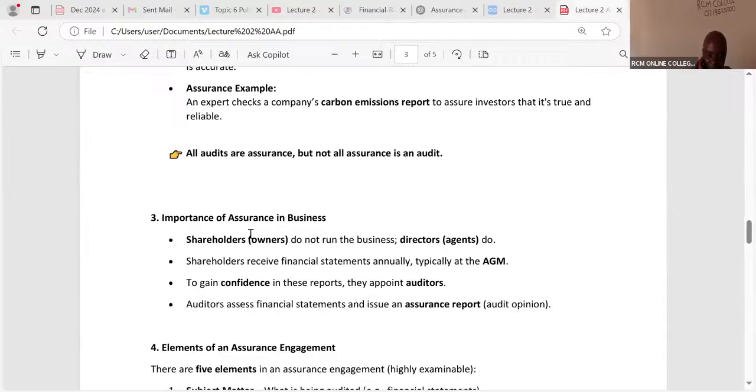Why would you want these assurances to be done? And remember, audit is part of this assurance. So shareholders, owners do not run the business. Who does? It is the directors. So directors are agents. Shareholders receive financial statements annually, typically at the AGM. To gain confidence in these reports, they must appoint auditors. Auditors assess financial statements and issue an assurance report, which is known as an audit opinion.